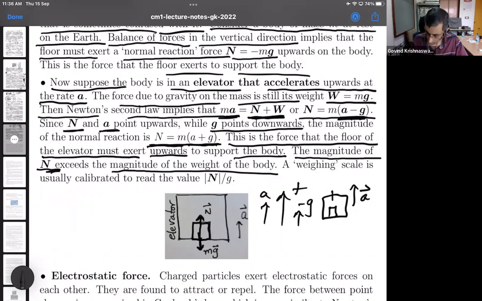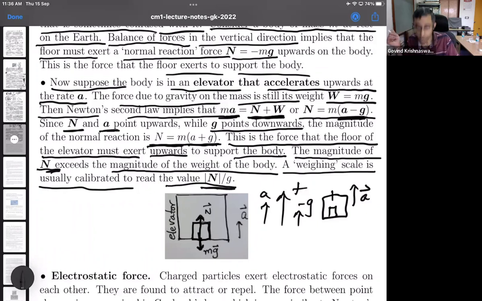Furthermore, a weighing scale is usually calibrated to read the value of N upon g, the magnitude of N upon g. That's how the numbers in a weighing scale are set up. So in particular, if you are standing on a weighing machine in a lift that is accelerating upwards, then it is going to read a value which is more than your mass. By your mass, I mean the value it reads when you are not in an accelerating elevator.